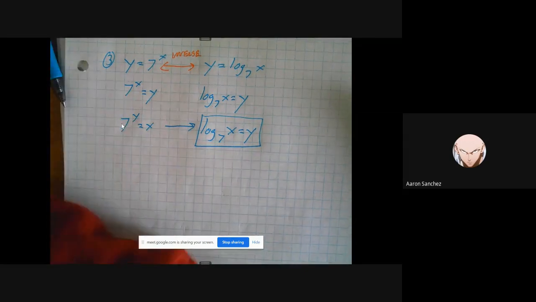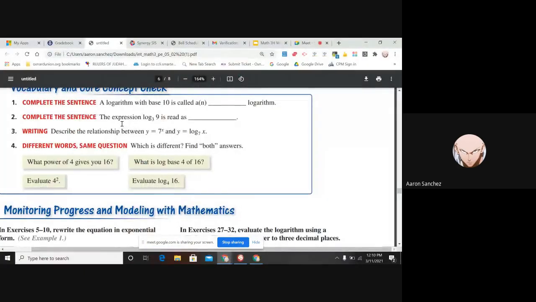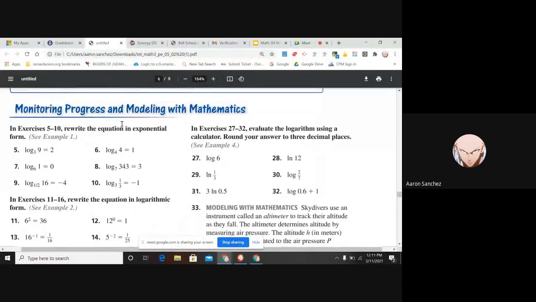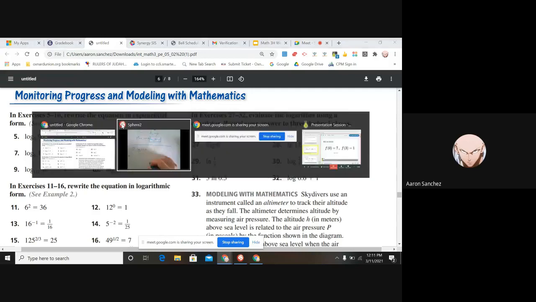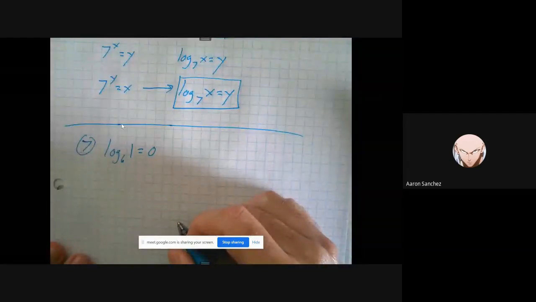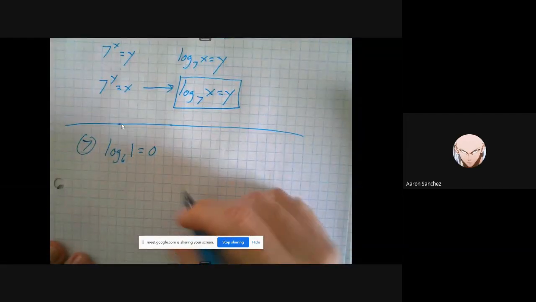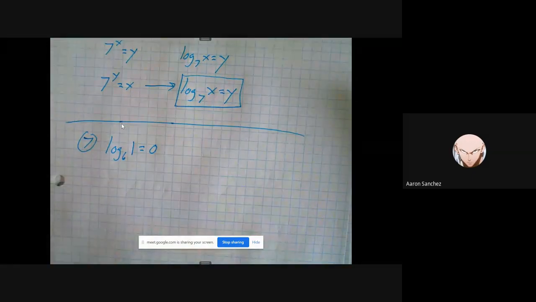Okay, so let's go on to what has 3. I think we're on 7 next. Okay, rewrite the equation in exponential form. So we kind of did that already, so let's go ahead and do it again. Exponential form will look like this. Log base 6 of 1 equals 0. So let's write this in exponential form and see if it makes sense. I'll give you guys like 10 seconds to do it yourself. Go ahead and try to solve that yourself.